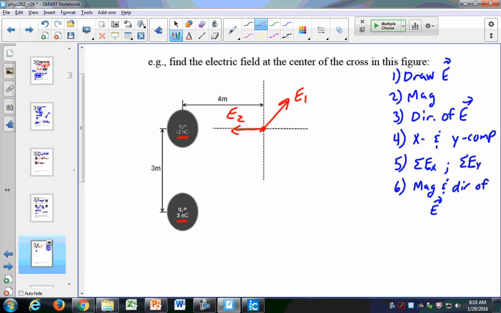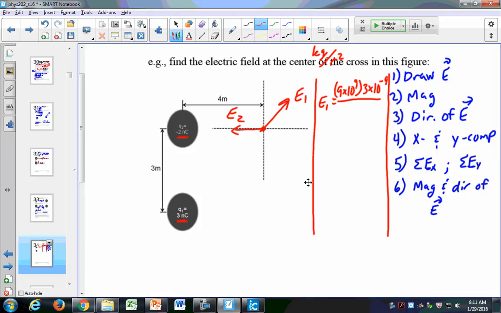Now I need to find the magnitudes. E1 is KQ1 over R squared. Remember, E is KQ over R squared. So this is going to be 9 times 10 to the 9th times Q, which is 3 times 10 to the minus 9, divided by R squared. I need to know what R squared is. Noticing that I have a right triangle here, this is a special triangle, a 3, 4, 5 triangle, but I could use the Pythagorean theorem to find that distance. I'll have 5 squared there. Notice I have some cancellations, that 10 to the plus 9 and 10 to the minus 9, so I'm looking at 27 over 25 newtons per coulomb.